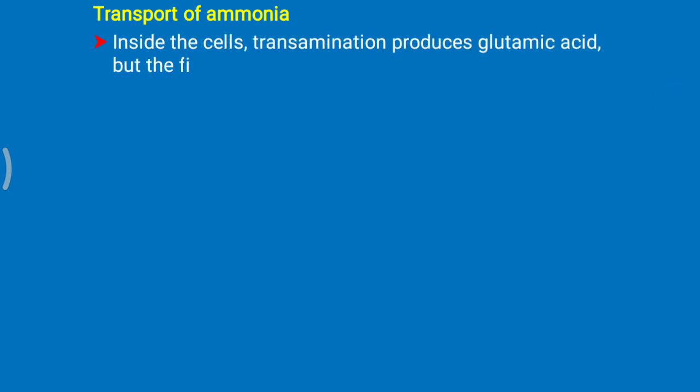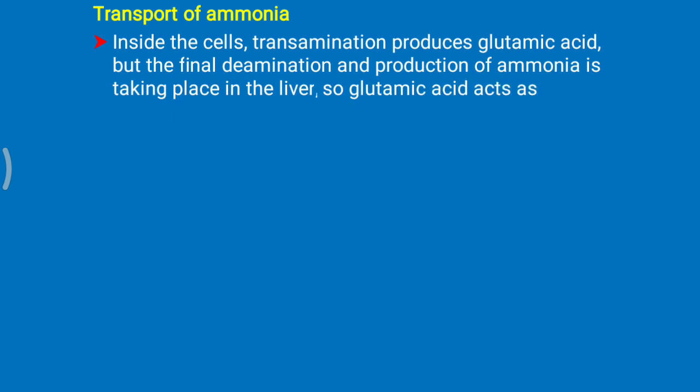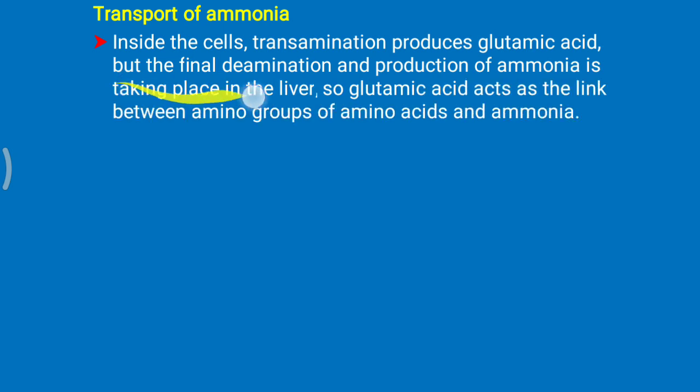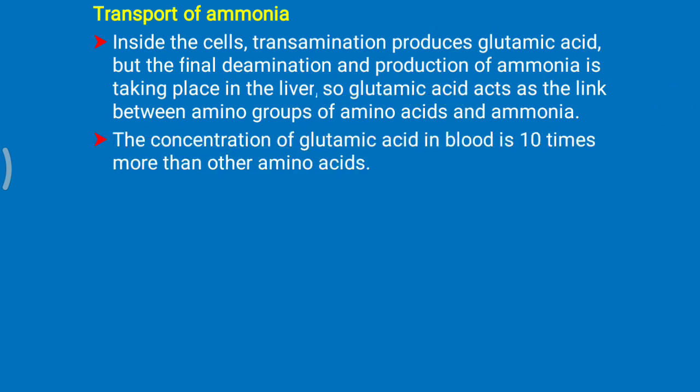Now, regarding the transport of ammonia inside the cell, transamination produces glutamic acid, but the final deamination and production of ammonia takes place in the liver. So glutamic acid acts as a link or transporter for the amino group between the amino acid and ammonia. The concentration of glutamic acid in blood is 10 times more than other amino acids. We have seen that roughly all amino acids are at 1 milligram per deciliter, while glutamate and glutamine are particularly 10 times higher.